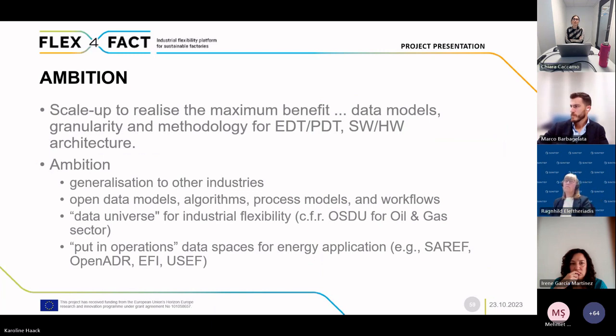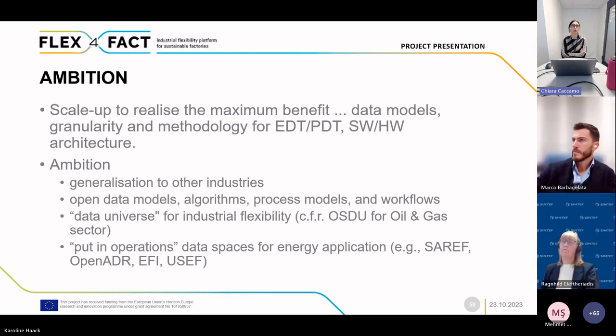Remaining on the same subject of the data, what we realized very early in the project is that the scale up is quite the key to realize the maximum benefits. So in many cases where maybe the process itself doesn't give too much flexibility, actually the possibility to extend the solutions to a whole production line, to a whole plant, or maybe also to many plants in the same country, allows us to reach a significant benefit.